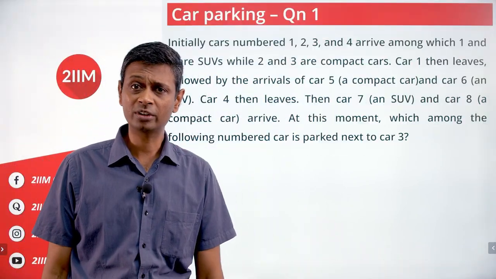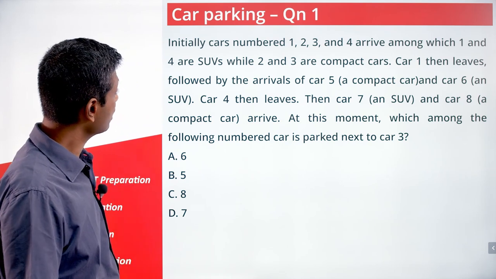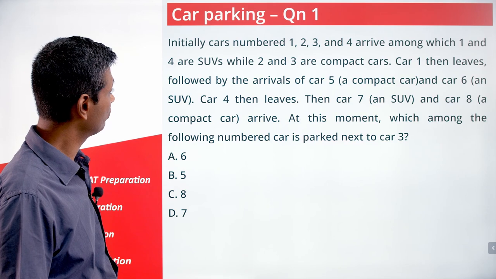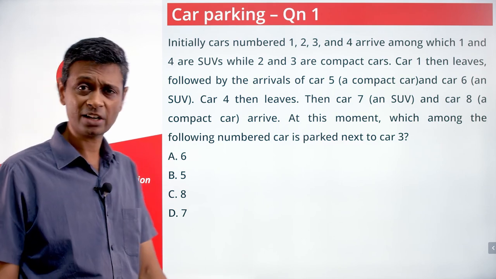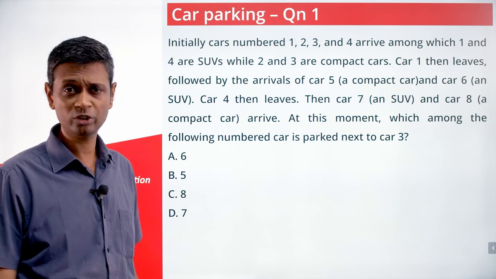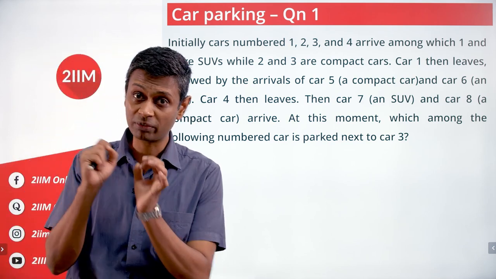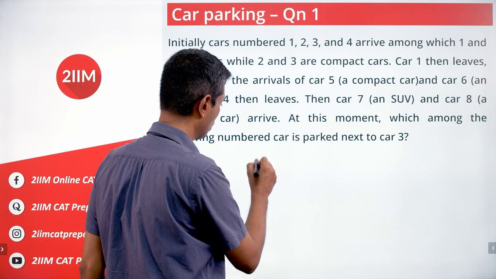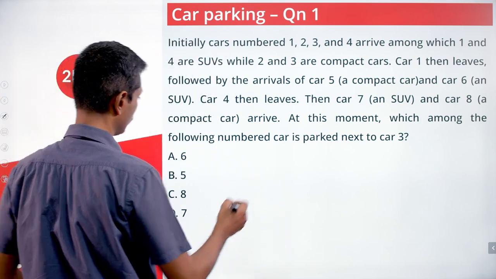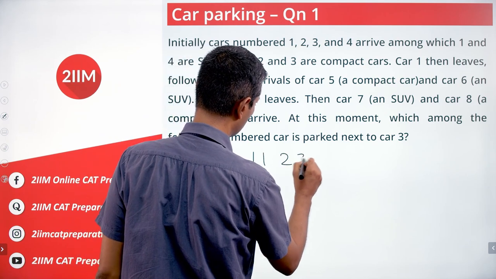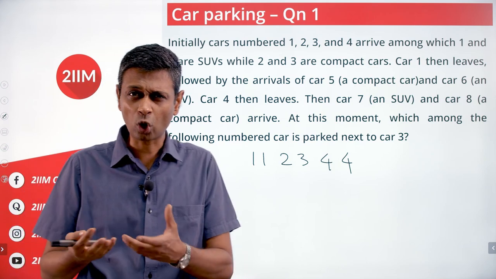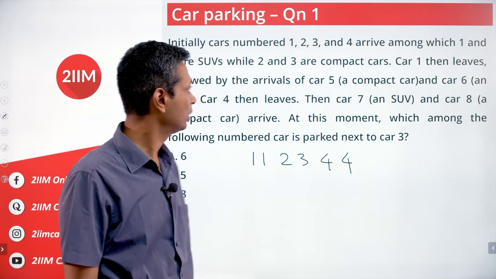Let's start with question number 1 here. Initially, cars numbered 1, 2, 3 and 4 arrive, among which 1 and 4 are SUVs, while 2 and 3 are compact cars. I'm going to write this slightly differently. 1 and 4 are SUVs, 2 and 3 are compact cars. I know this for a fact. So I'm going to write it as 1, 1, 2, 3, 4, 4. I know 1 occupies 2 slots, 4 occupies 2 slots. I can keep that in mind.